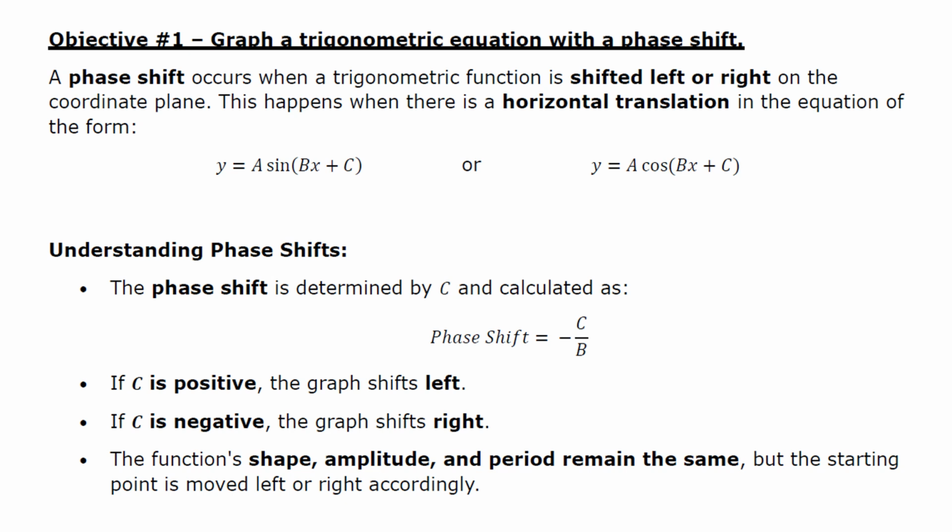So let's understand phase shifts a little bit more. A phase shift is determined by c, and it's calculated as negative c over b. So you take those values, plug them into this formula, and that gives you the phase shift. If c is positive, then the graph is going to shift left. If c is negative, then the graph will shift right. The function shape, amplitude, and period remain the same, but the starting point is moved left or right accordingly.